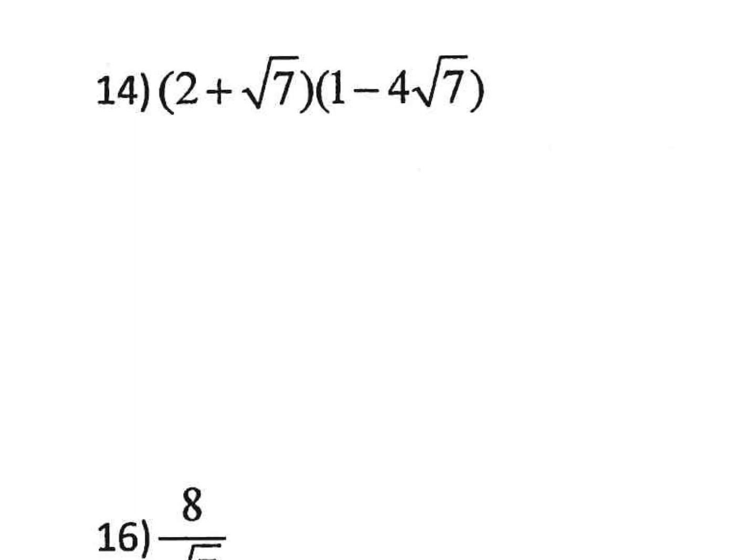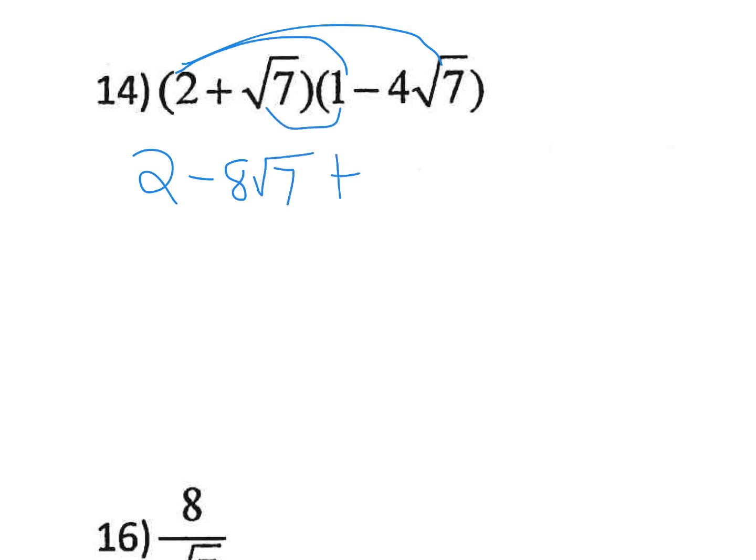All right, number 14 is multiplying binomials, and I do not have conjugate terms, so I'm going to have to do the whole entire favorite F word of FOIL. So we're going to do the first terms, and it looks like that's going to give us a positive 2. And we're going to do the outside terms. That's going to give us a negative 8 radical 7. And the inside terms is going to give us a plus radical 7. And the last terms are going to give us a negative 4 radical 49.